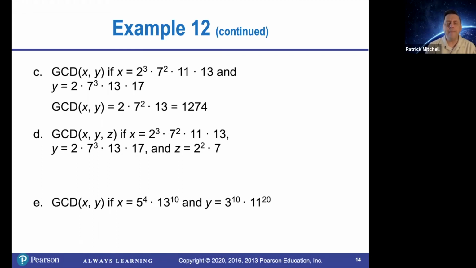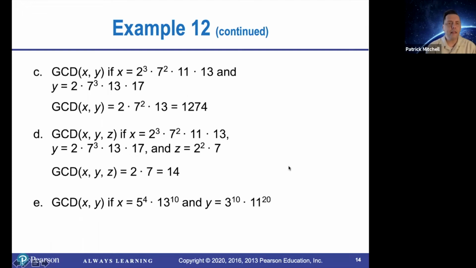So this time, the prime factors that those 3 numbers have in common are 2 and 7. The smallest power that 2 is ever raised to is the first power, and the smallest power that 7 is ever raised to is the first power. So the GCD of these 3 numbers is just 2 times 7, which is 14.